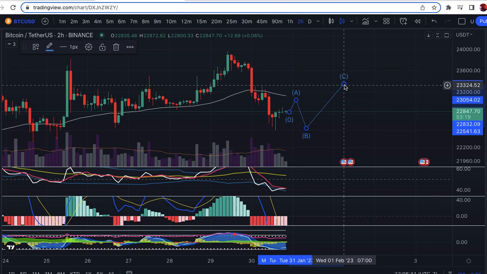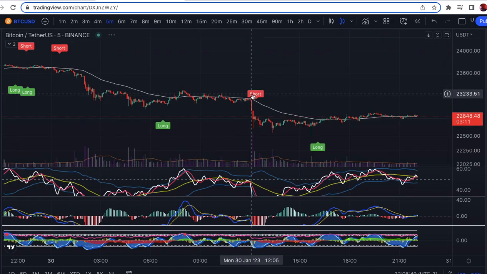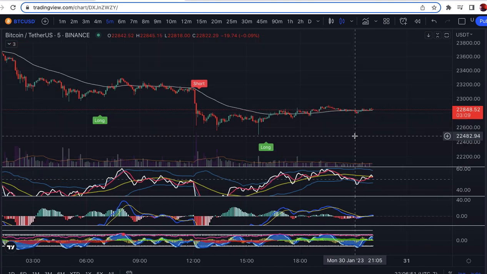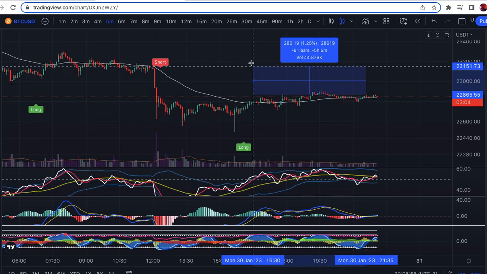Then we're going to be back up to this C right here. All right, and that is your entry for Bitcoin Tuesday morning, Monday night. You know, if it drops a little bit, we would grab it, but we see no problem with at least doing a little scalp. Boom, boom.